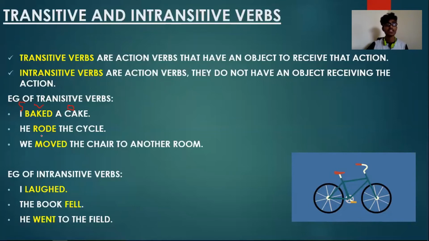Second example, he rode the cycle. He is the subject, rode is the verb, the cycle is the object. We moved the chair to another room.